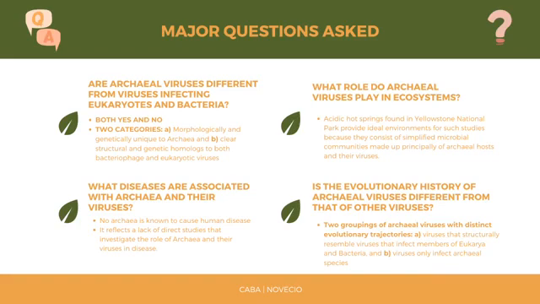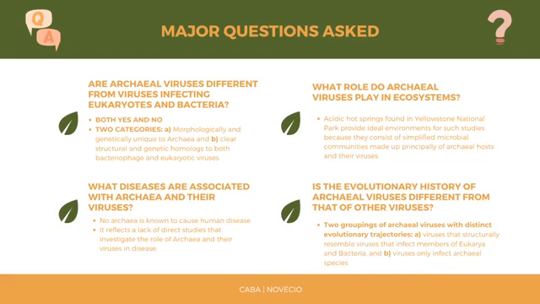Next is, what role do archaeal viruses play in ecosystems? Determining the range of ecological roles viruses play in natural environments is a central question driving studies in environmental virology today. Acidic hot springs found in Yellowstone National Park provide ideal environments for such studies because they consist of simplified microbial communities made up principally of archaeal hosts and their viruses, and this allows for archaeal host virus interactions to be studied in their natural setting in the absence of other microbial players.